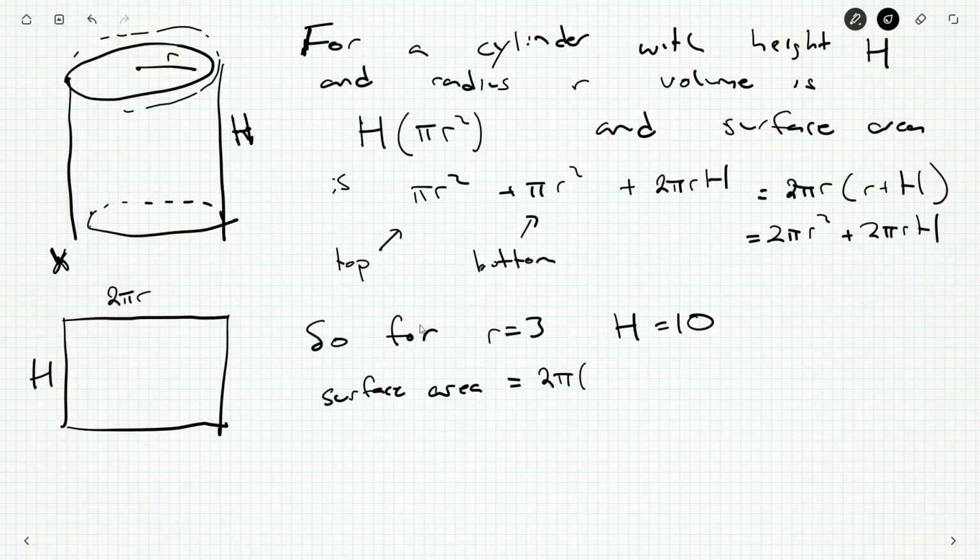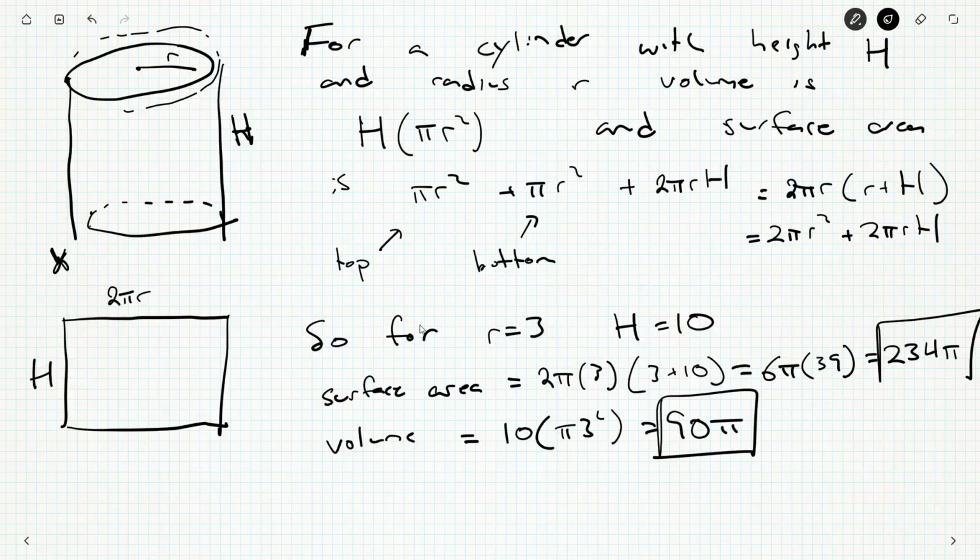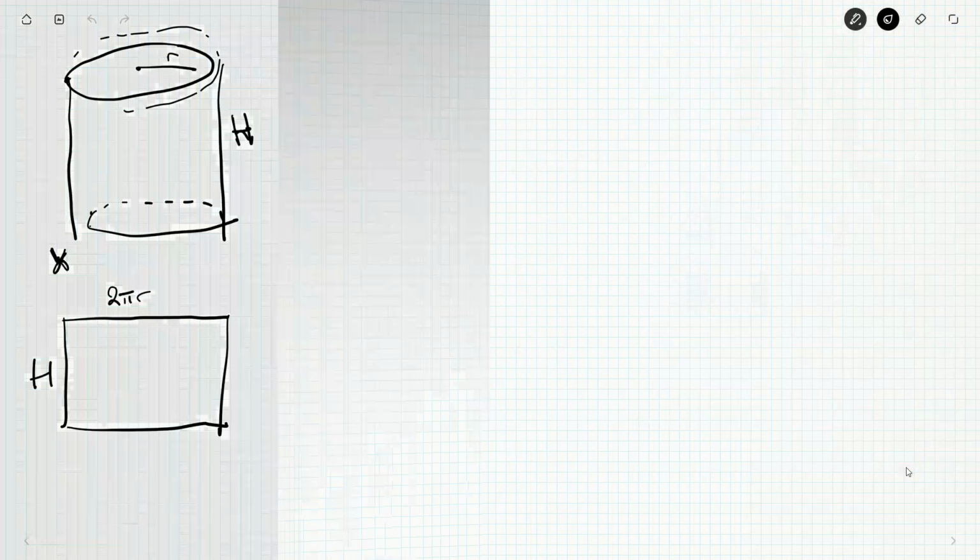I'll do the first formula, 2 pi times 3 plus 10. So this is going to be 6 pi times 39. I don't know what 6 times 39 is off the top of my head, so 6 times 39 on my calculator, 234 pi. And volume is 10 pi 3 squared, so this is 90 pi. Maybe put a little box around them, or a therefore statement saying therefore the surface area and therefore the volume, but we got the formulas, we stated them quite clearly and generally as well, and we just applied them. That's not bad, that's not rough.